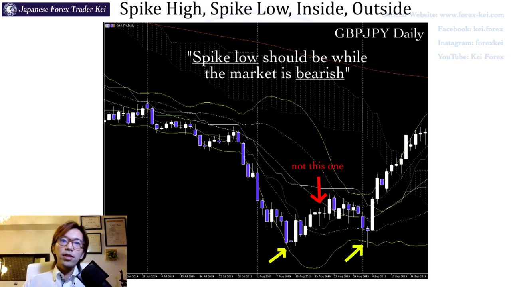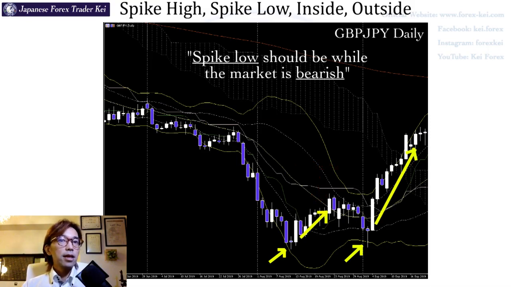So when you look at these spike lows, you will get all these pips. It's going to be a lot of pips because this is in the daily chart. Like this first one, it's like 350 pips to the top. So if you place one lot, then you will get like 3,500 of profit, right?